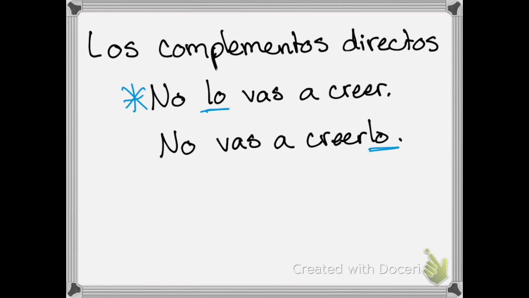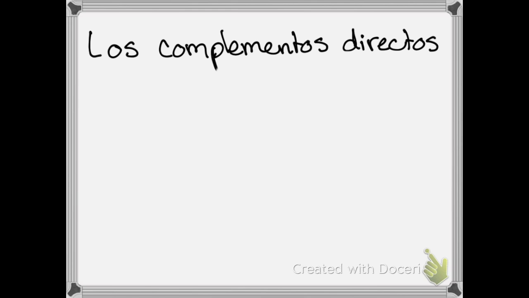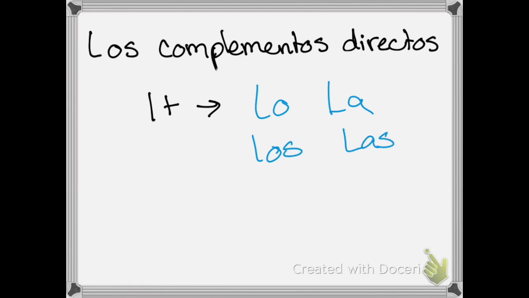Okay? So we can put our direct object pronoun on the end of a command or on the end of an infinitive. One important note about the pronoun it is that we would never use the lo or the la or the los or the las as the subject of a sentence. So, for example, if I say it is pretty, right? It is pretty. I would not say la es bonita. This would be incredibly incorrect.